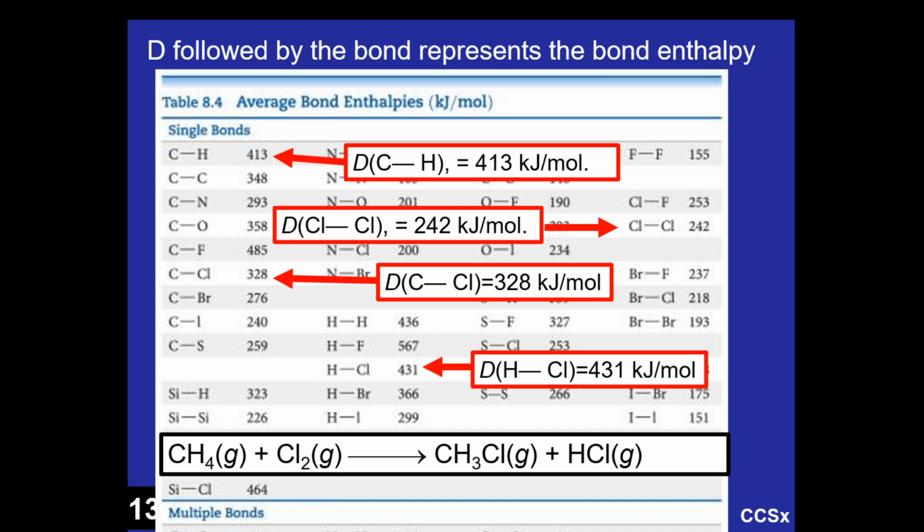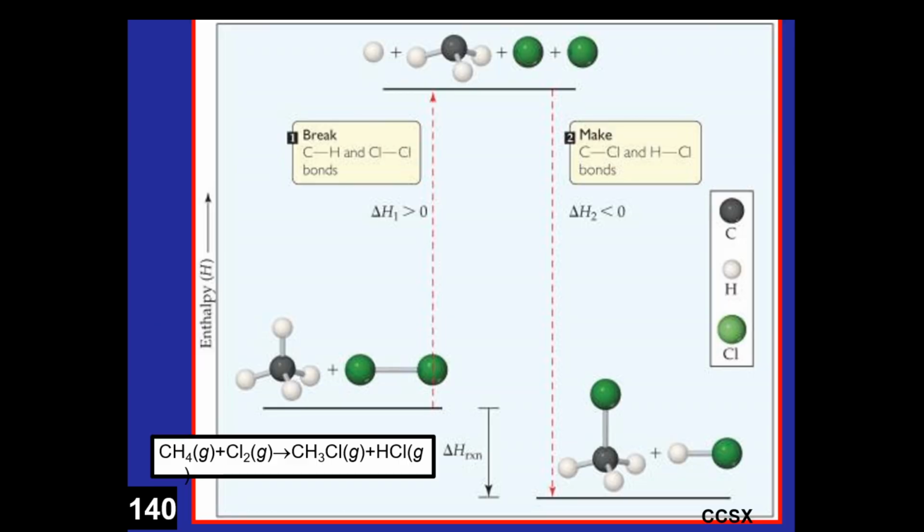So how do we add these up? All right, so here's a diagram that depicts what's happening here. So here's your CH4. That's the carbon. These white spheres here represent the 4 hydrogens. Then you have a chlorine molecule.